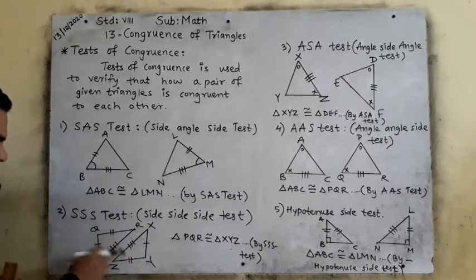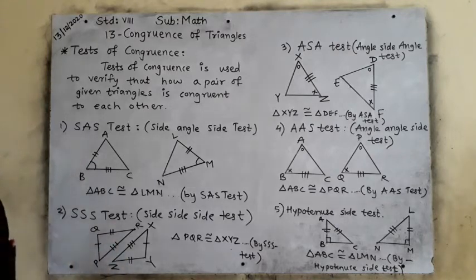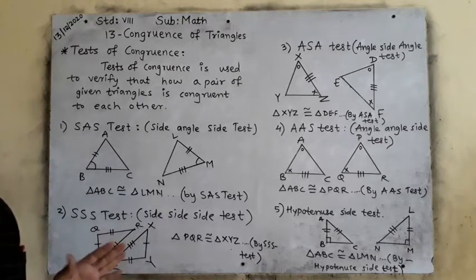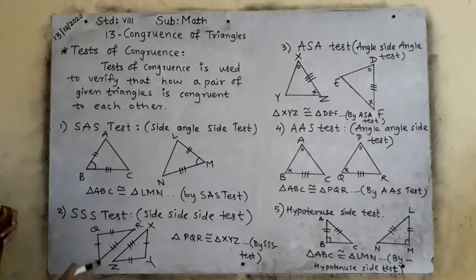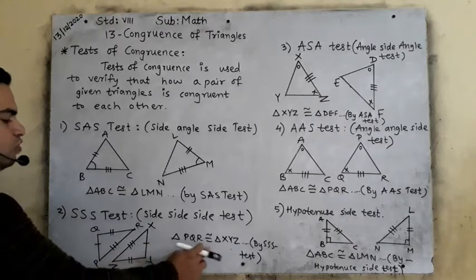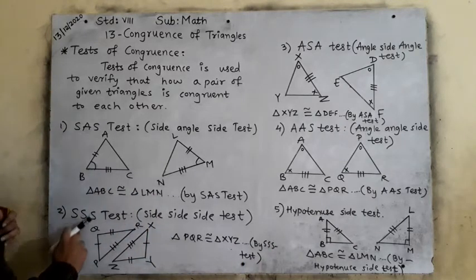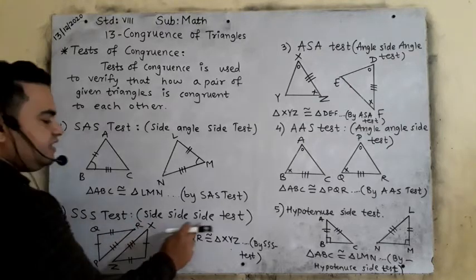in these figures only the sides are shown. Angle का नामो निशान नहीं है. यहाँ पे angle का symbol है कि नहीं? There is no symbol of angle. So what will we write? These two triangles are congruent to each other by side side side test. S for side, S for side, S for side, side side side test.